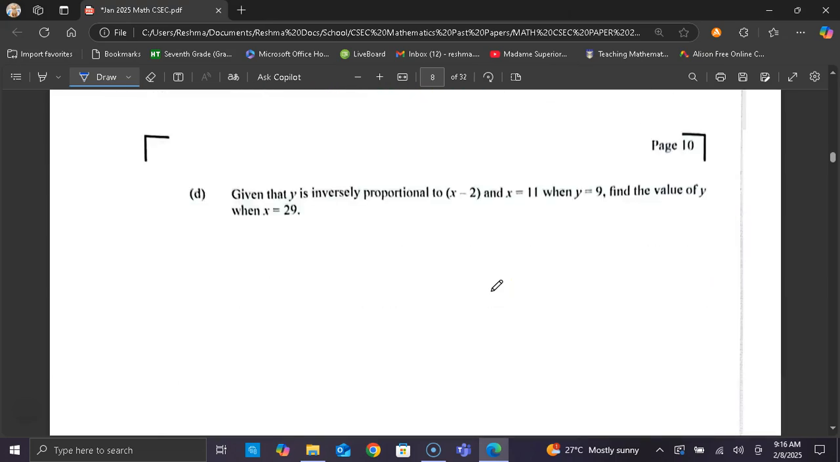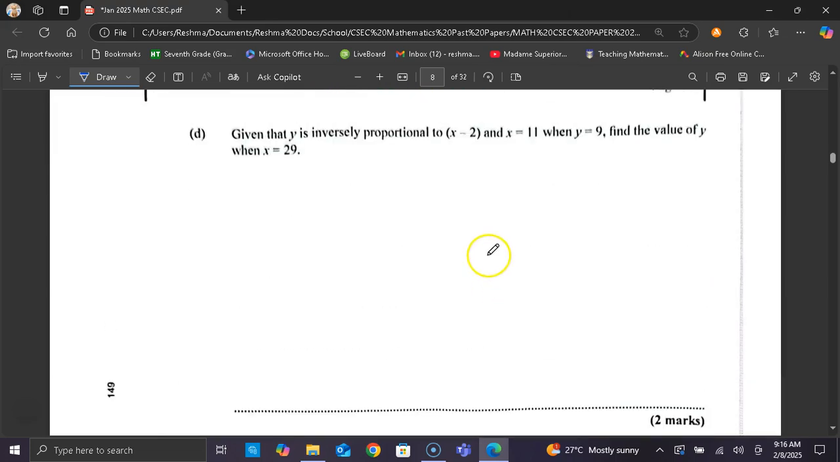Okay, so let's do part D for 2 marks. Given that Y is inversely proportional to X minus 2 and X is 11 when Y is 9, find the value of Y when X is 29. So let's translate this algebraically. Y is inversely proportional to X minus 2. If it's inverse proportion, it means Y is proportional to 1 over X minus 2.